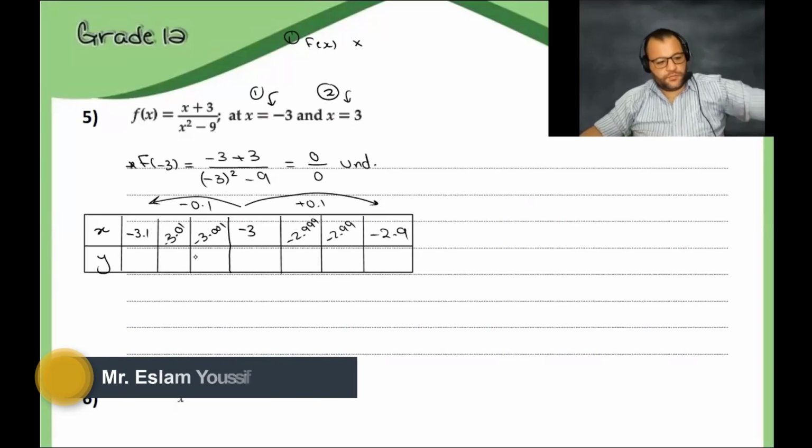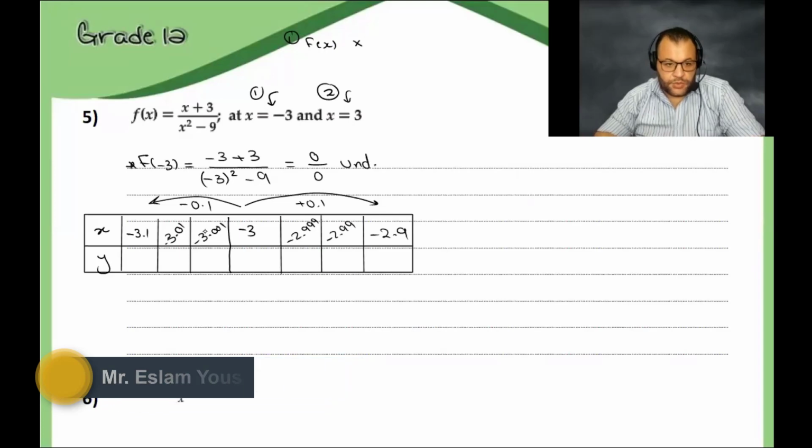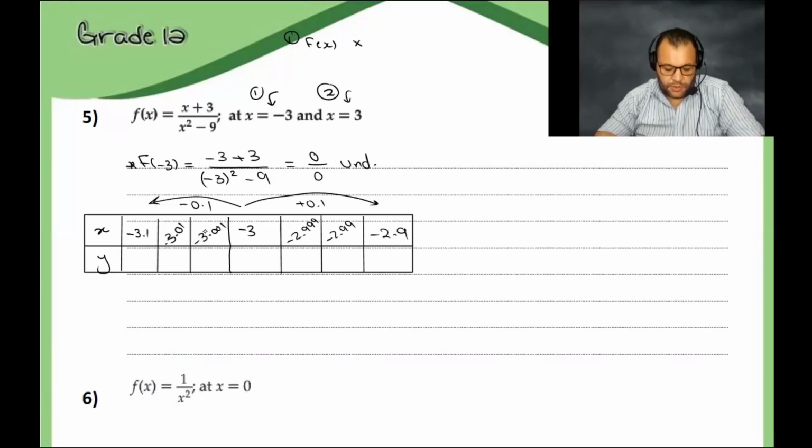Find the value. For negative 3.1, it's 5.37 times 10 to the power negative 3. Let me check this one. Negative 3.1 plus 3, divided by negative 3.1 to the power 2 minus 9. So what is the answer? No, it's negative 0.16. Yes, that's the answer. Negative 0.16. Okay, that's the first one.